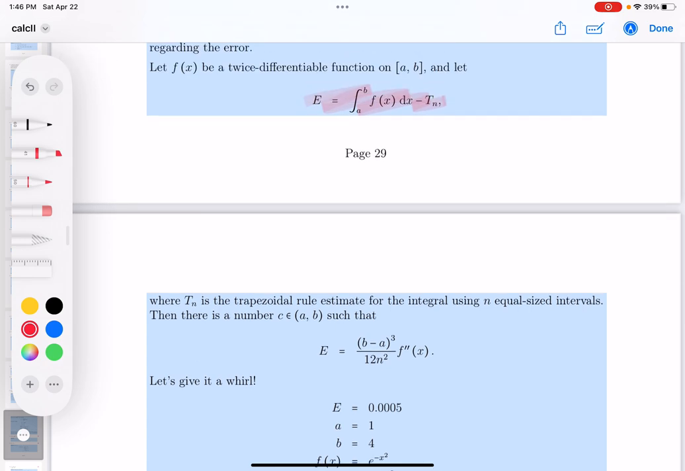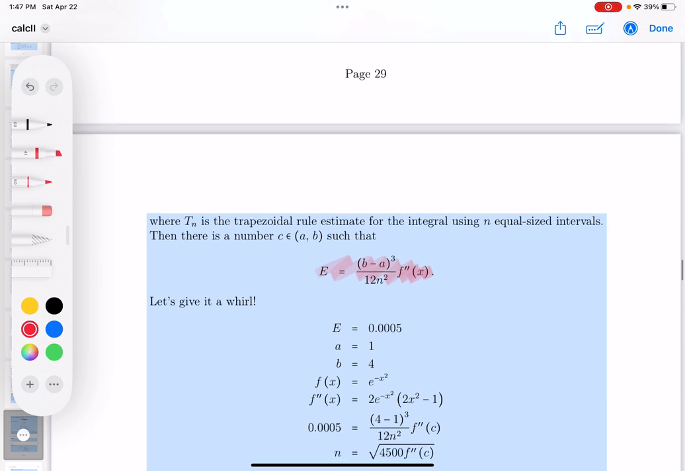It says let f be twice differentiable on the interval A to B. Why twice differentiable? I'm looking at concavity, where Tn is the trapezoid rule, where n is the number of intervals you're taking. They're going to be equal-sized intervals. We're taking n of them. And then there is a number C on the open interval between A and B such that this would be the error. All right? Again, it's a lot of work to get there.